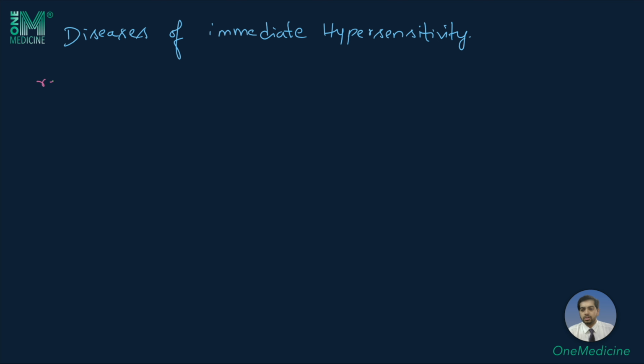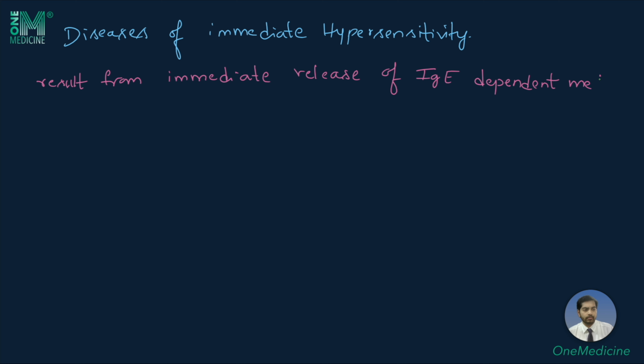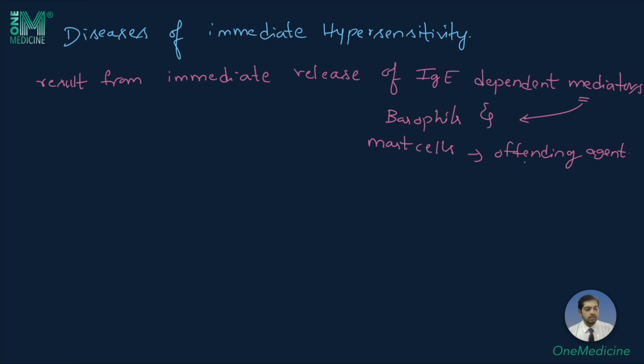These are the diseases which result from immediate release of immunoglobulin E dependent mediators. These mediators are released from basophils and mast cells on direct contact with the offending agent. This offending agent is often called allergen or even called antigen.